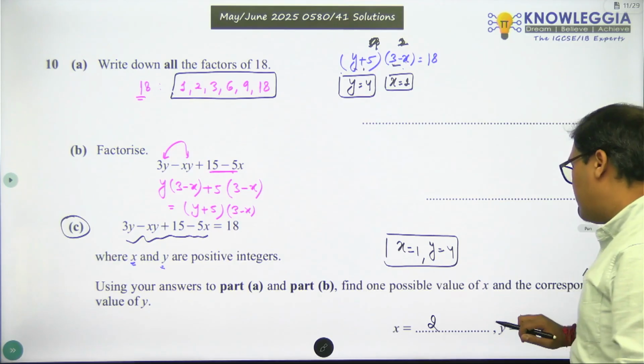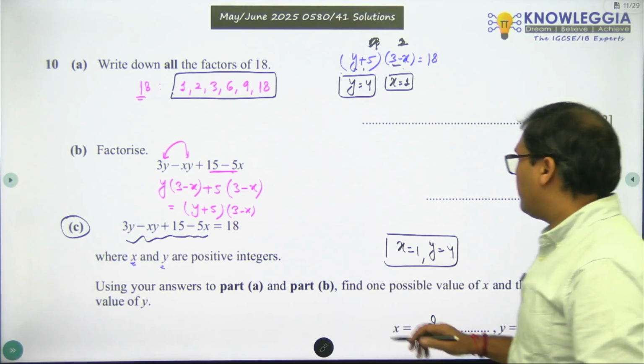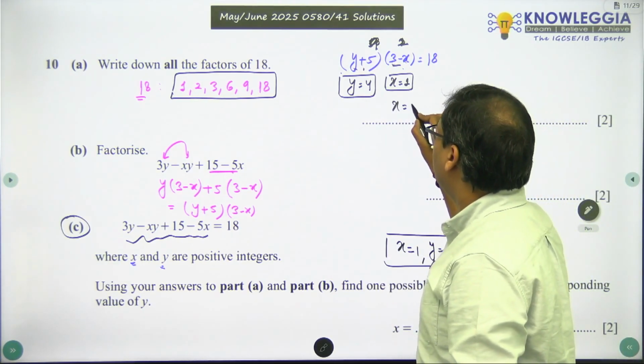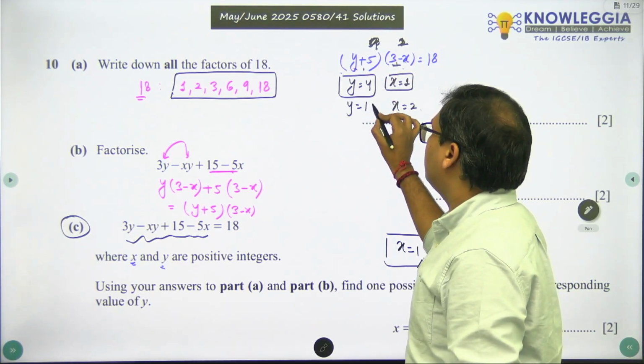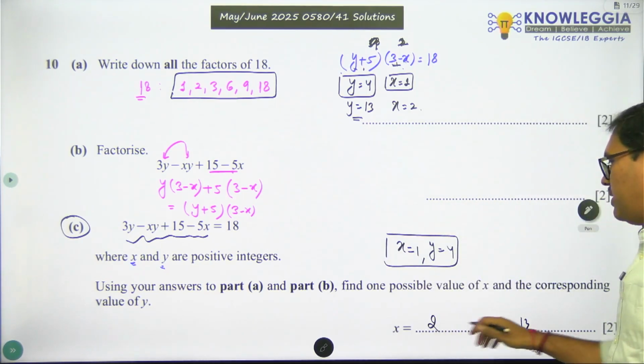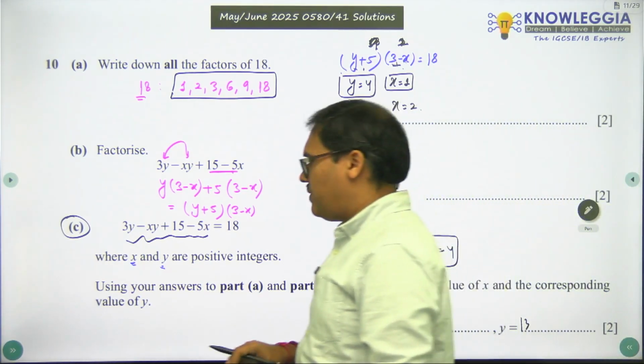Sorry, the first answer will be 2 and 13. See, because we took x is equal to 2, right? When we took x is equal to 3, 2, this will become 1, and y will be 13. So what is the answer? 2 and 13 and 1 and 4. That is the answer for this question. Okay.